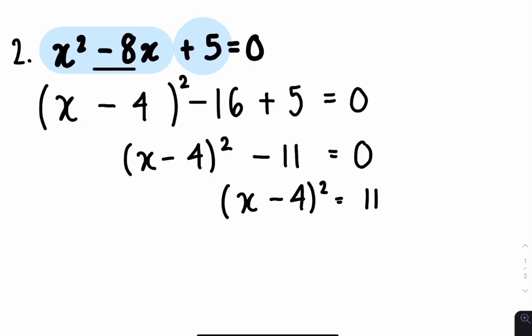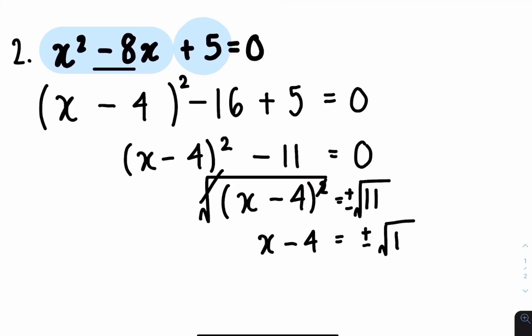Then again, square root both sides to get rid of this square. If I square root this side, these two cancel out, and I have plus minus square root 11. And we know square root 11 will not give you an integer, so we just leave it like that. So now we're left with x minus 4 equals plus minus root 11, and then move the minus 4 to the other side to get x on its own. You get a plus 4, so it's just 4 plus minus root 11. And you're left with two solutions.